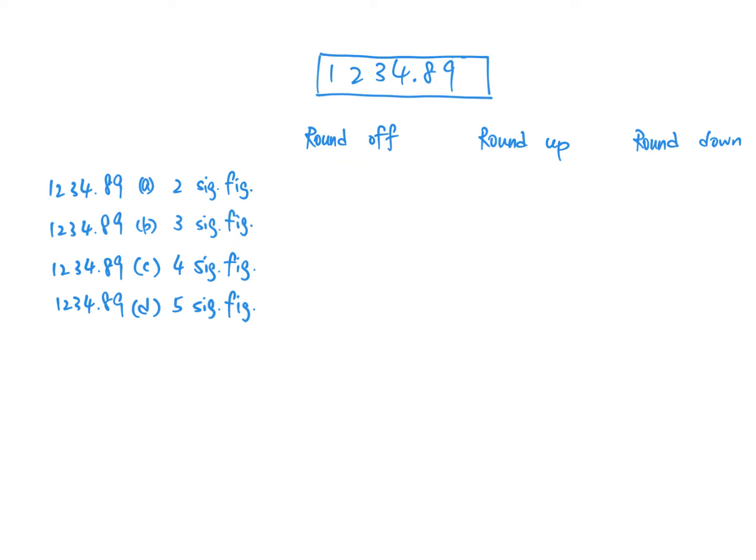First, round off. Part A here, 2 significant figures. That means we look at the second significant figure, which is 2, and then look at the next figure. Do we need to add 1 to it? How do we know? We see if the next value is greater than 4 or not. 4 or below round down, 5 or above round up, so we add 1. Now the next figure is 3, so we do not need to add 1 to 2.